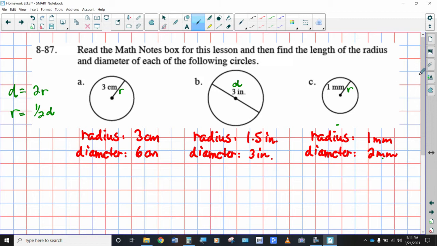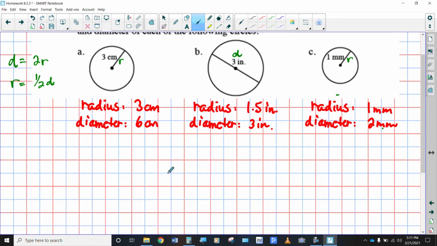This is really important, by the way, to know the difference between the radius and the diameter, because when we find the area of a circle, we're going to need to know the radius. We can use this formula. And when we need to find the circumference of the circle, we're going to need to know the diameter. So there will be times when they give you the radius, but you've got to find the circumference, so you've got to double this and then multiply it times pi. Or like in this case, if you want to find the area, you're going to have to take half the diameter, which is 1.5, square it, and then multiply times pi.